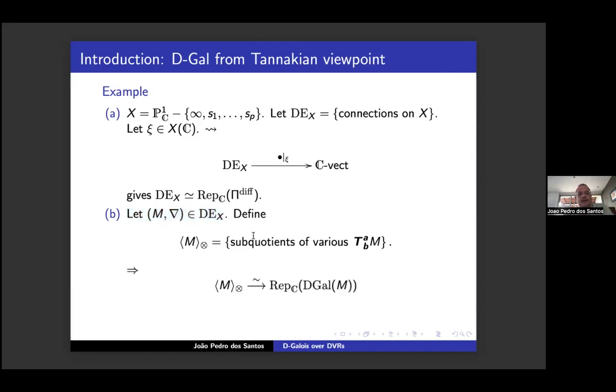And once I do that, I get an isomorphism between the category of M and the category of representations of our very dear differential Galois group. Of course, this is a theorem which you can verify in your favorite book, say Singer, van der Put. There's a proof of that, and so D Gal is just the usual differential Galois group that you construct, and you can prove that this is the same.